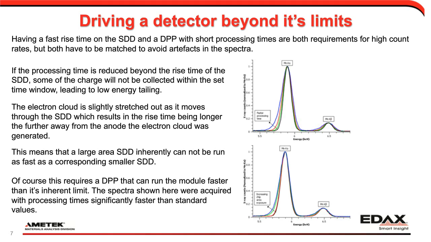Two different artifacts. The first one, I'm running the device too fast. And the second one, I am increasing the area to show that once you hit on the outer perimeter of a large area device, the rise time increases and you can end up with problems in the tailing.